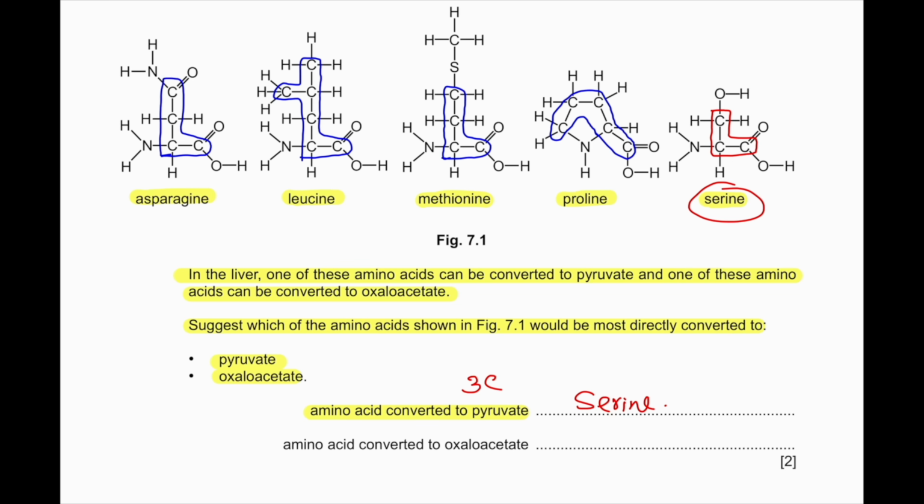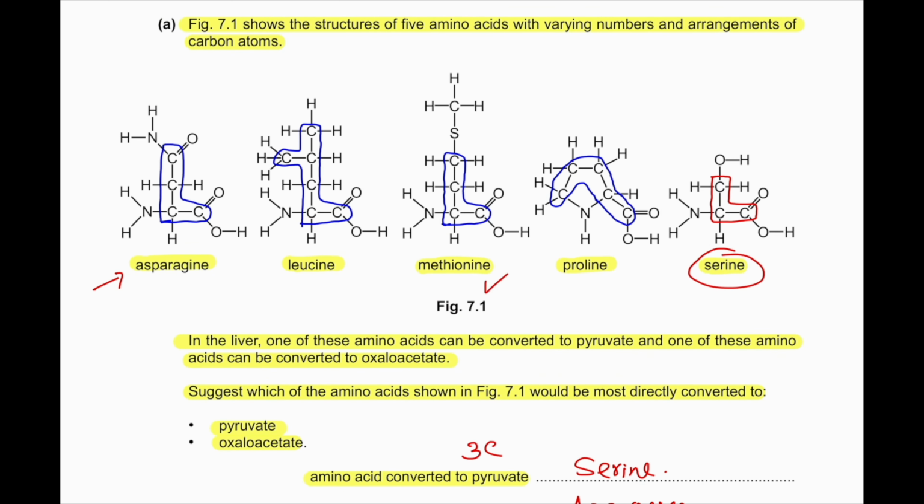Now, for the amino acid that can be converted into oxaloacetate. Oxaloacetate consists of 4 carbons. So, we have to look for the compound that contains 4 carbons. The 4-carbon compound is asparagine. Another molecule that consists of 4 carbons is methionine, but since it also contains 1 extra carbon, we can leave that one out in terms of possibility.